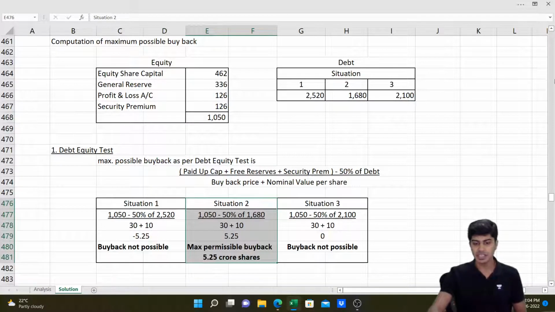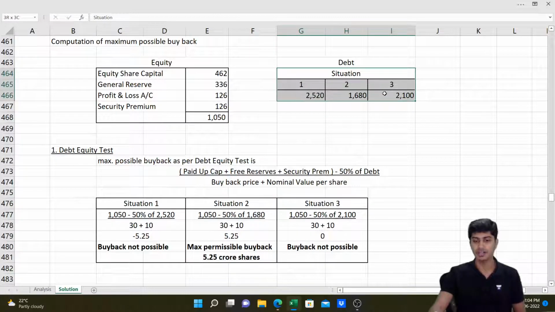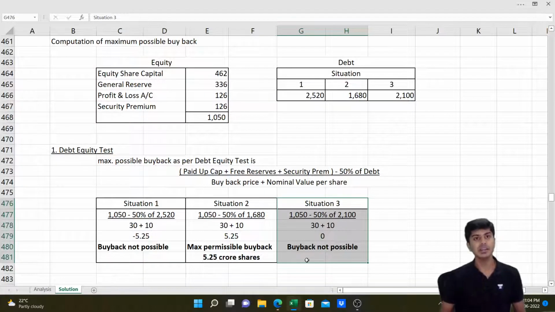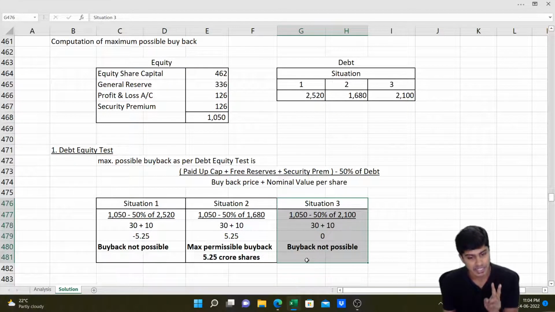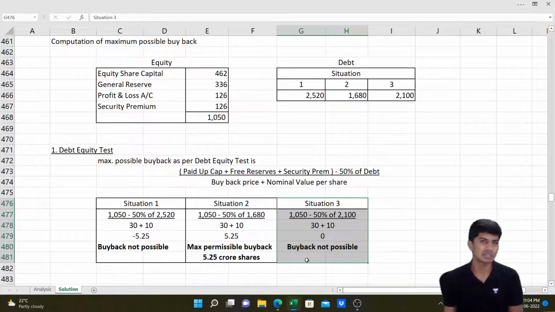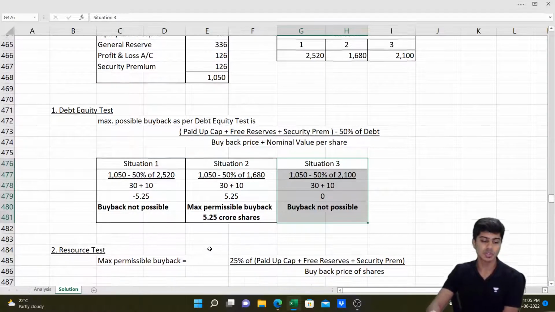And scenario number 3 will take debt as 2100. In that case, I'll do 1050 minus 50% of 2100 divided by 30 plus 10. 30 is buyback price, 10 is nominal value. When I do, I'll get 0 exactly. So buyback is not possible. Only in scenario 2, when the debt is 1680, buyback is possible. In other cases, buyback is not possible. Got it? So let's go to resource test.